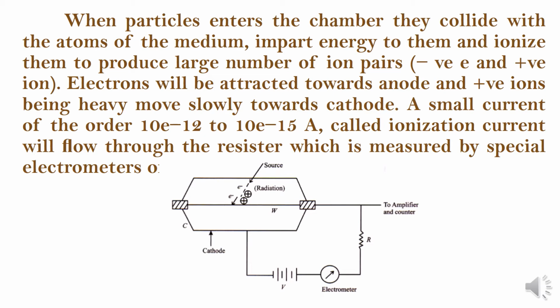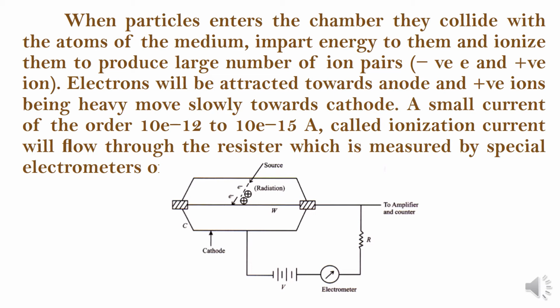And the ionization current produced in such nuclear detectors is very, very small in magnitude, of the order of 10 to the power of minus 12 to 10 to the power of minus 15 ampere. Therefore, in order to measure such a low value of current, an ordinary ammeter is not suitable, and we use a special type of instrument called an electrometer, or you can send the signals to an amplifier circuit and measure the ionization current. This is how a simple ionization detector works.